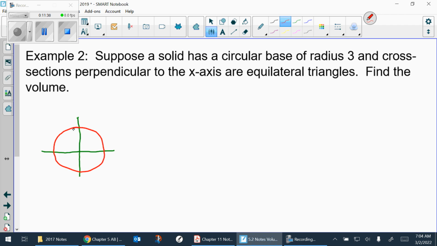And cross sections perpendicular to the x, so I'm going to slice like this again. Everything better be in terms of x because my slice hit the x-axis. I'm going to pull that slice out over here. I'm again interested in what this thing looks like. So I'm going to push it over. And when I do, I get an equilateral triangle. All three sides of this guy are the same.